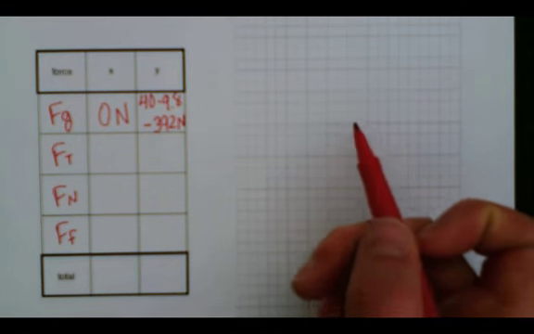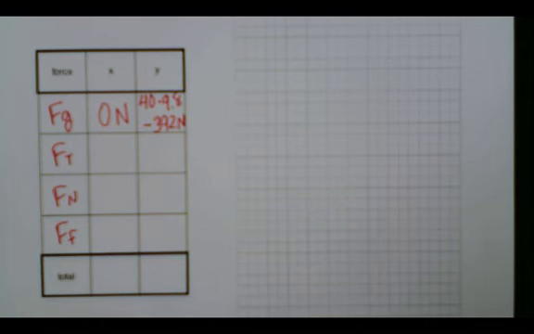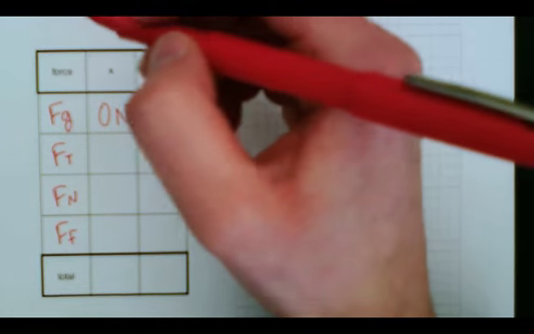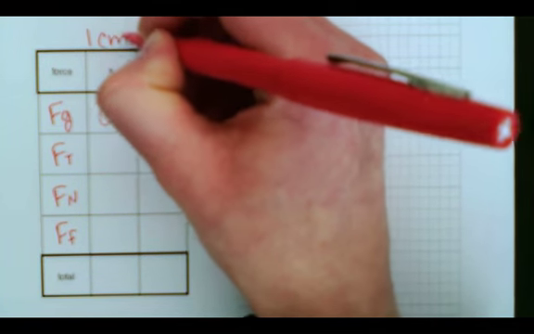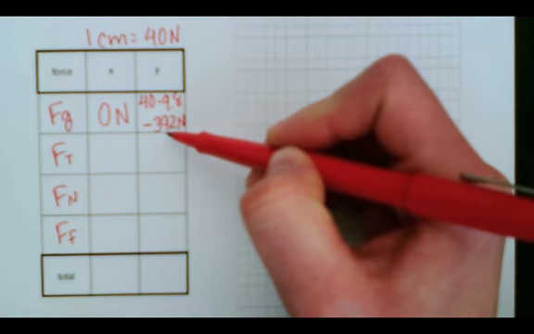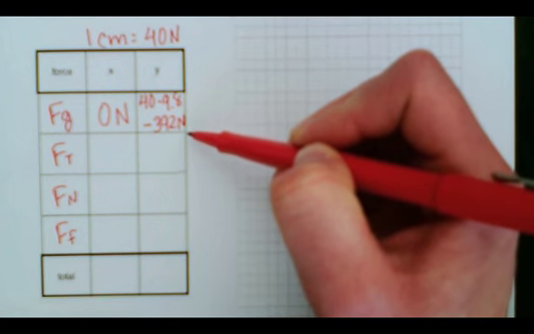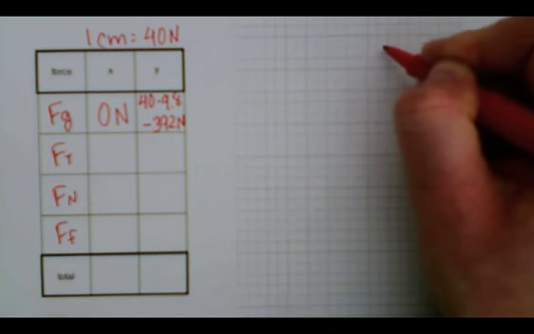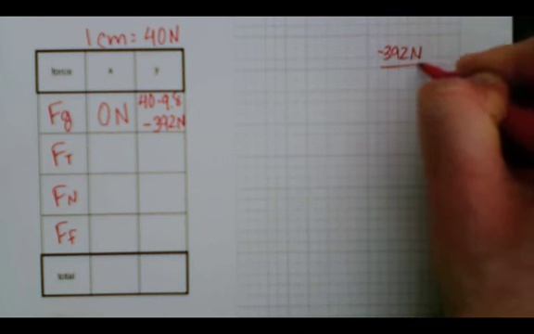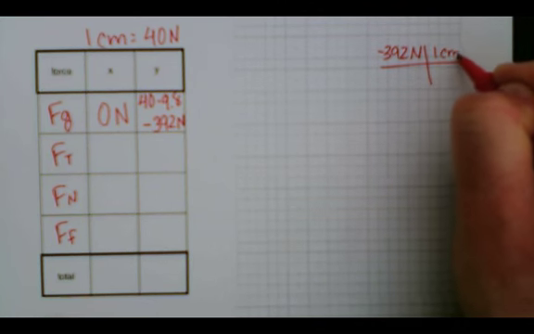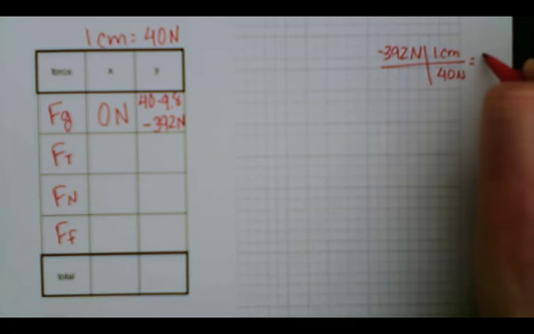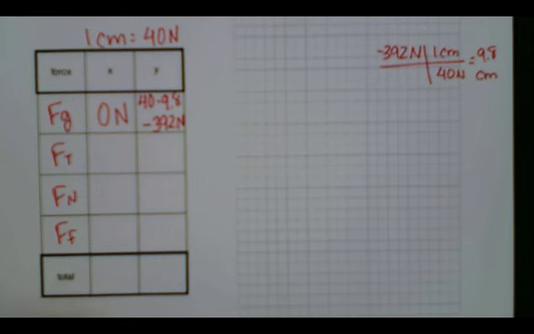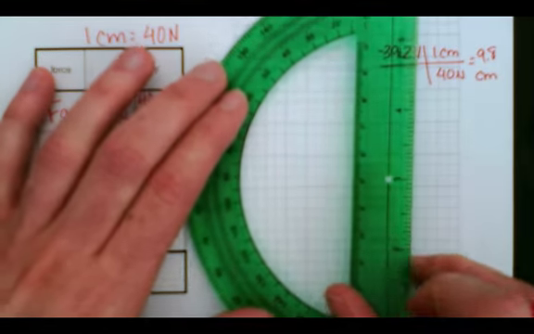Let's begin our diagram with our gravitational force. Let's use a scale of 1 centimeter equals 40 newtons. Our gravitational force is negative 392 newtons. Let's begin by setting up a conversion. Negative 392 newtons times 1 centimeter per 40 newtons equals 9.8 centimeters. Let's begin by drawing this gravitational force.